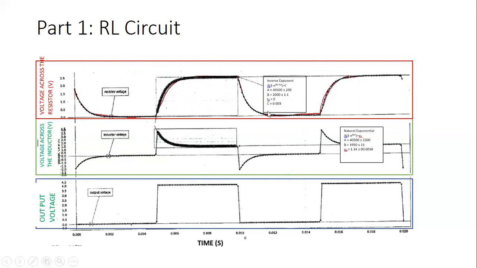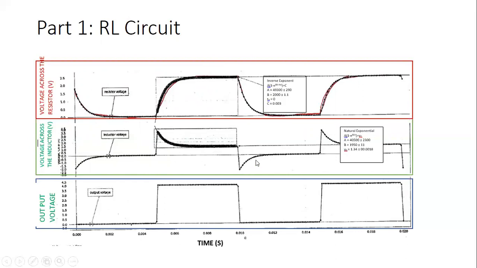Then, after a little while at the steady state maximum voltage, the voltage across the resistor decays exponentially, reaching zero voltage here, right? If you compare that with the variation at the inductor at the same time, it quickly jumps to a maximum negative value, as you see here, and then decays back.